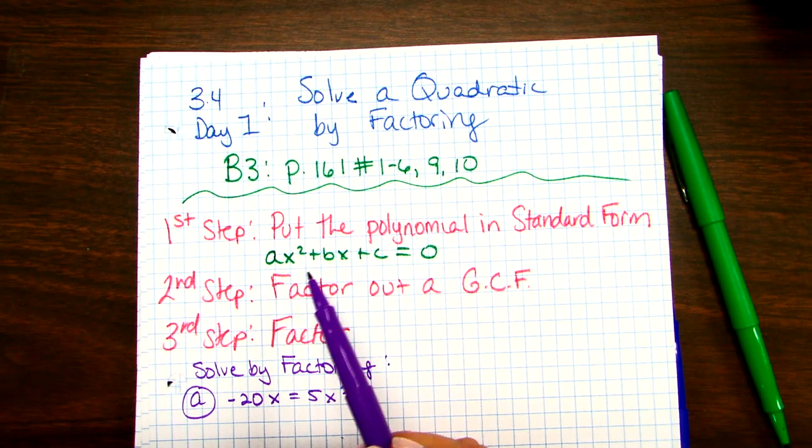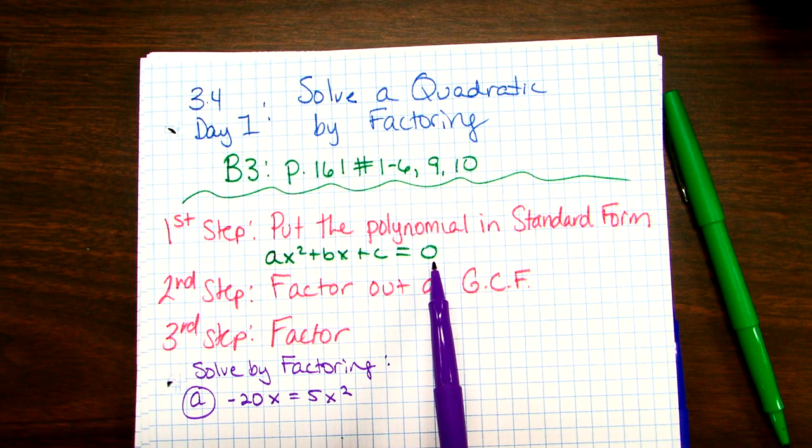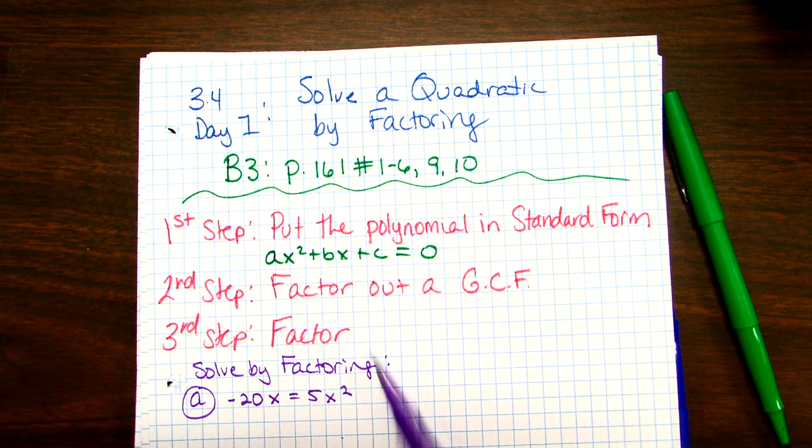Let me just repeat that. The first step is to put it in standard form, with 0 on the other side. Then you see if there's a GCF. There isn't always one, but you should always check for it. And then the third step is factor it.